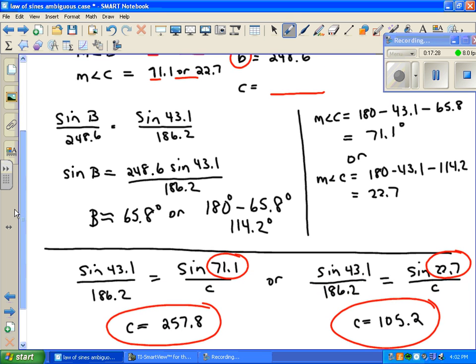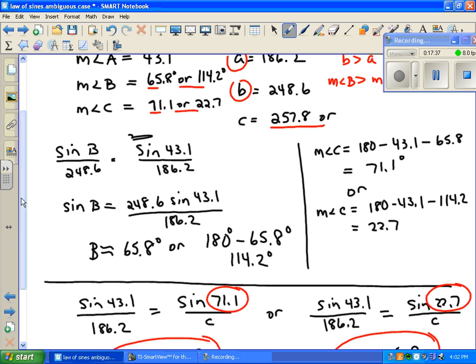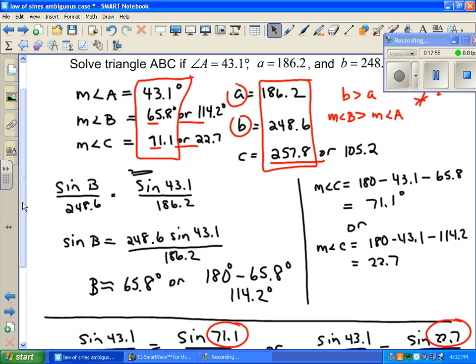Okay, so 257.8 or 105.2. Now, let's consider what we got here. This is case one. Let's make sure that our biggest angle is opposite of the biggest side. 65.8 is the biggest one here. The biggest side, nope, I'm sorry, 71.1 is the biggest angle, and 257 is the biggest side. The smallest one is 43.1 and 186.2.